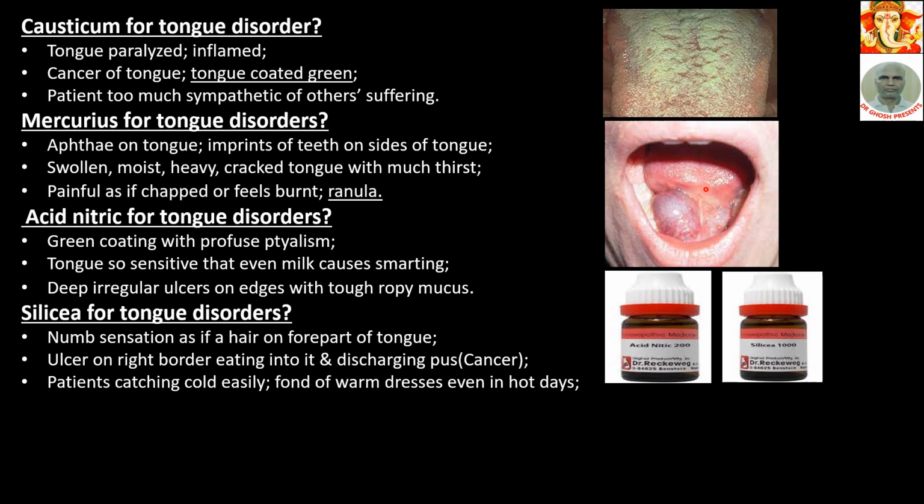Silicea for tongue disorders. Numb sensation as if a hair on the forepart of the tongue. This is a very peculiar symptom in silicea. It's a very important symptom of silicea. Sensation of a hair on the tongue which doesn't go away after a lot of trying. Ulcers on the right border eating into it and discharging pus. This is a type of cancer here also.